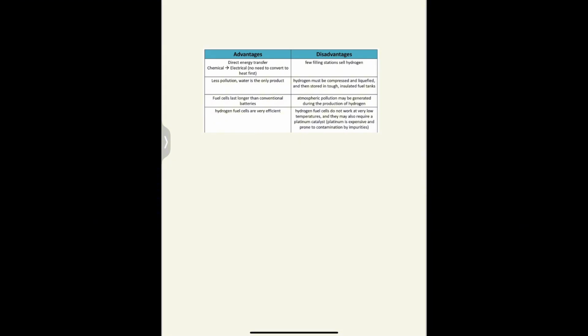Now, sometimes atmospheric pollution may be generated during the production of hydrogen. That is a disadvantage. And obviously, the good thing about hydrogen fuel cells is that they are very efficient. The fuel cells last longer than conventional batteries that we use, and it's a direct energy transfer.